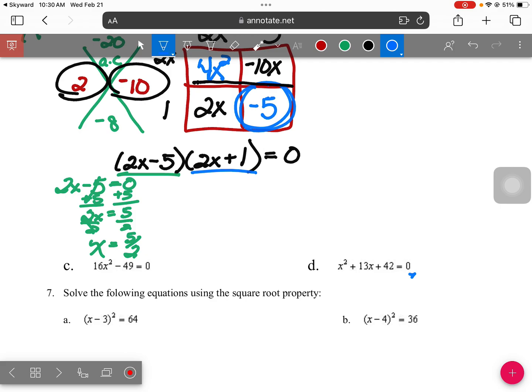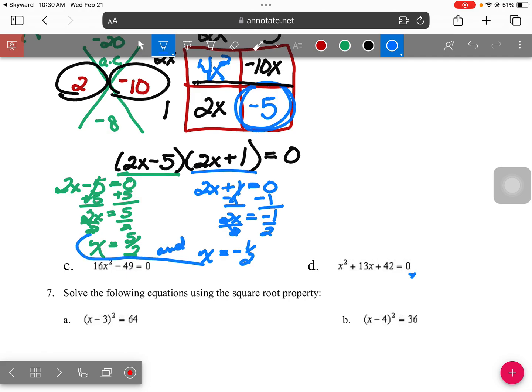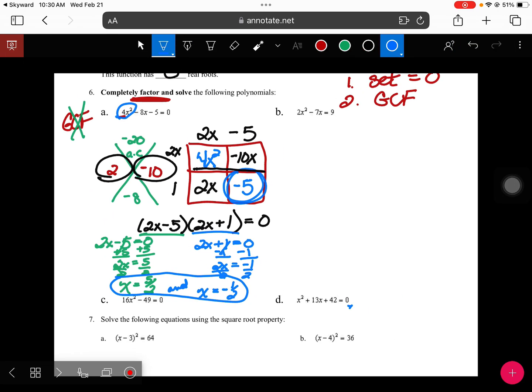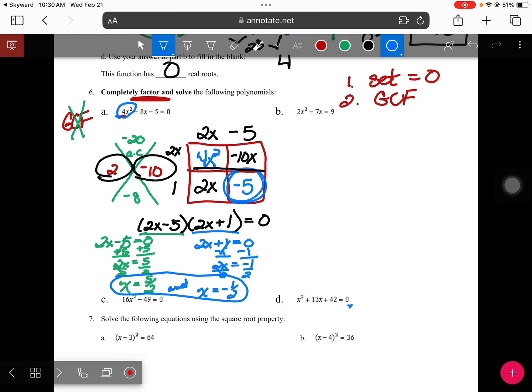That's the first root. Then I say 2x plus 1 equals 0. Subtract 1, subtract 1. 2x equals negative 1, divide by 2. X is equal to negative 1/2. So those are my two roots.